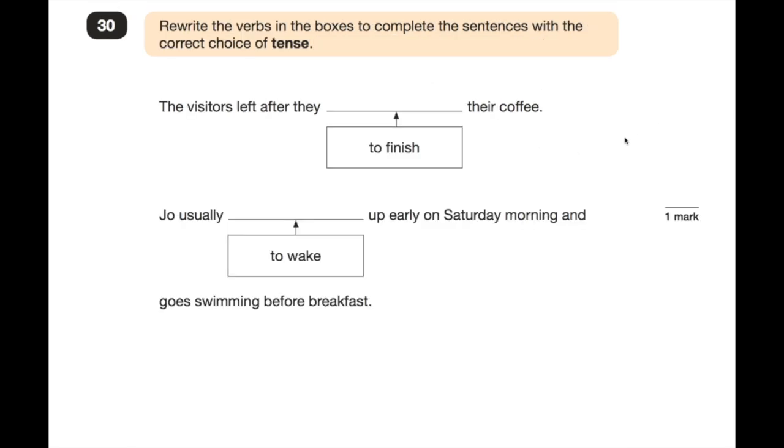Number 30 is asking you to look at the sentence and insert a verb using the right tense. So the visitors left after they something their coffee. Now this is past tense, so the visitors left after they finished their coffee.